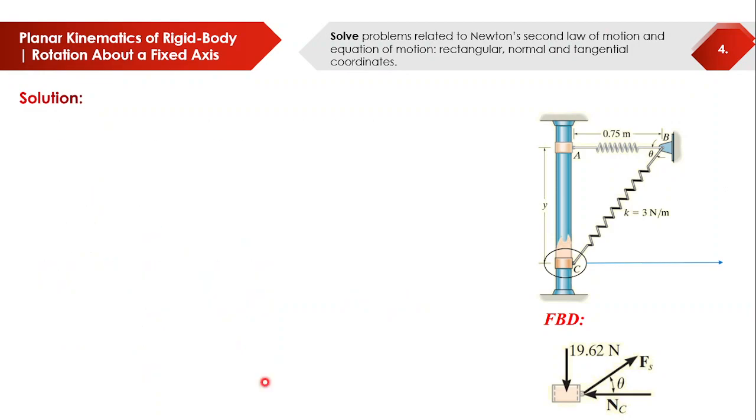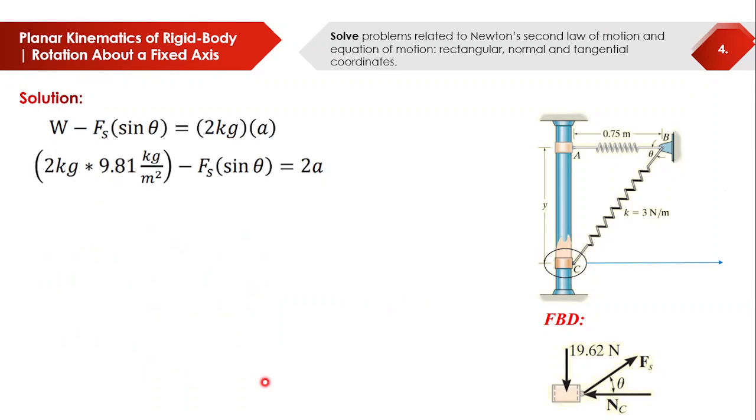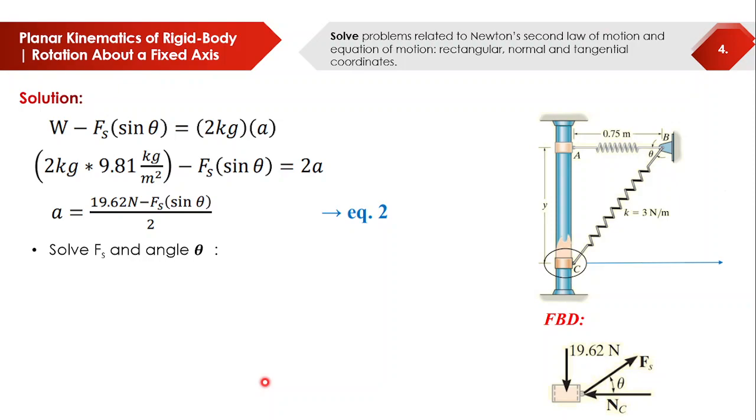Okay, so this is our y component. That will be 2 kilograms times 9.81, so that's how you solve for our weight, minus the spring force sine theta is equal to 2a. So a is equal to 19.62 Newton minus F, the spring force sine theta, over 2. So we need the spring force and the angle theta.